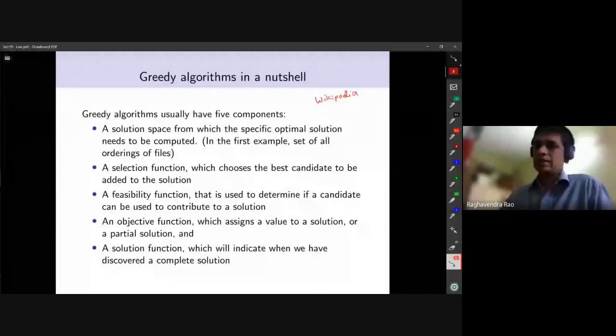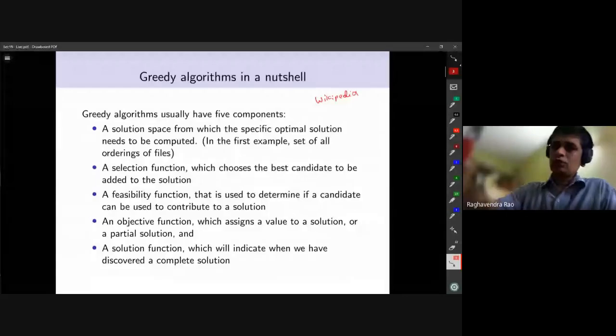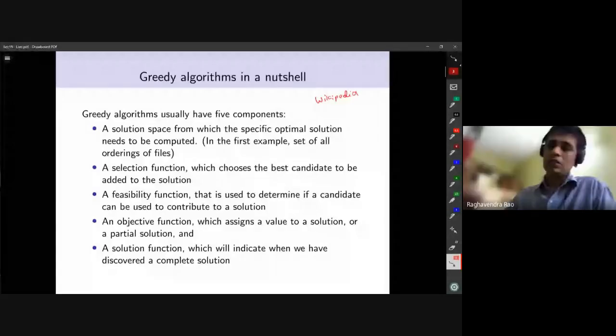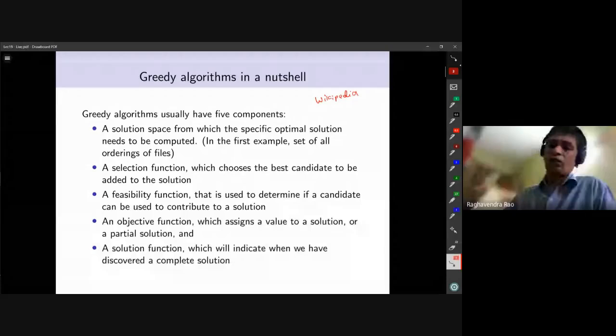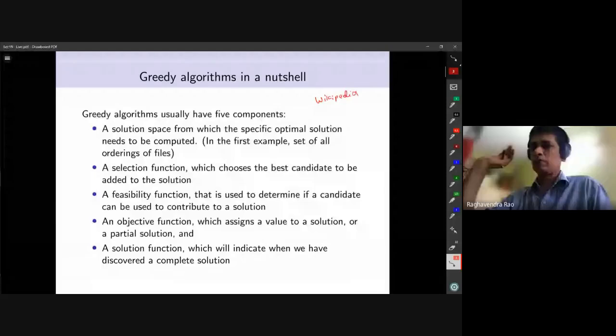Okay, in the first example, there is no solution function as such. You need to just arrange the files. In the schedule example, the solution function would say that, okay, no further tasks can be added. If you take any other task which is not in your schedule, it should be conflicting. So that is a solution function. Okay, so this is a generic description of a greedy algorithm.